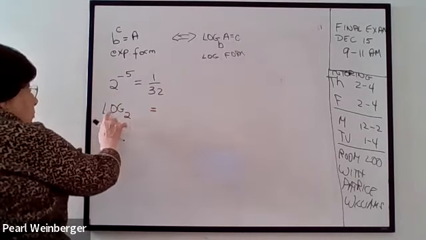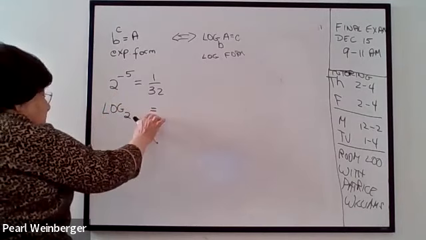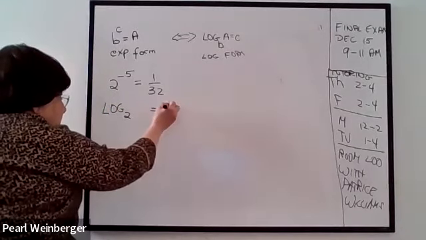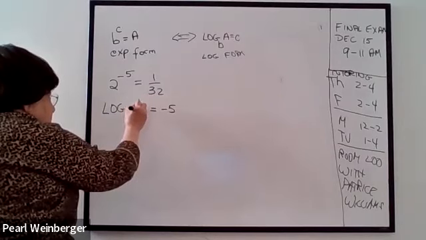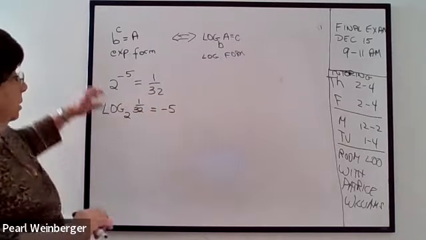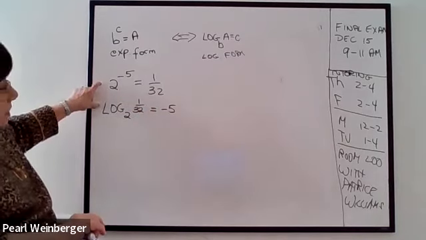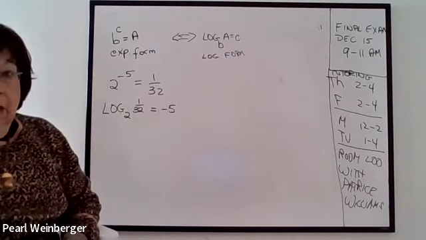So the log, remember, think log means exponent. So the log equals the exponent. The exponent is going to be the negative 5, which means what goes next to the word log is the 1 over 32. These two things are telling you the same exact thing.